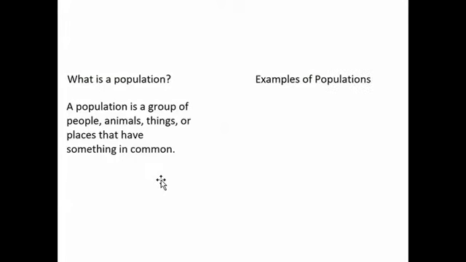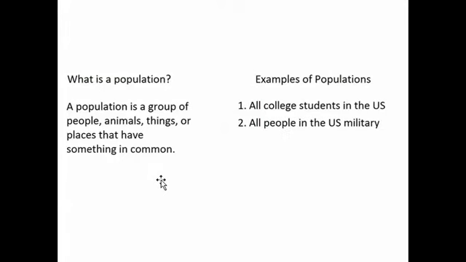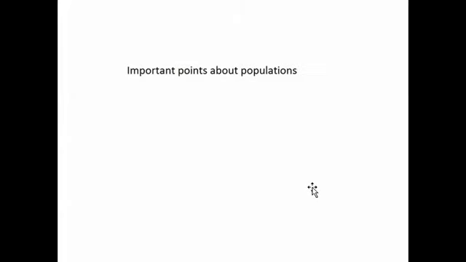Here's some examples. All college students in the US are a population because they have something in common. All people in the US military are a population, and all people on Facebook are also a population. Each of these is just a different group of people that have something in common with each other. And let's go through some important points about populations.